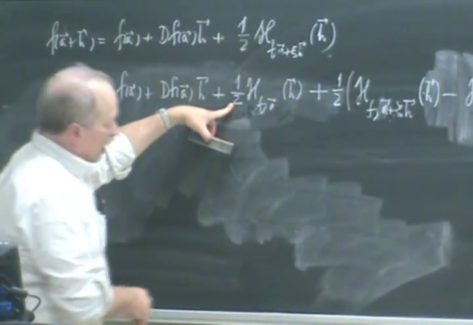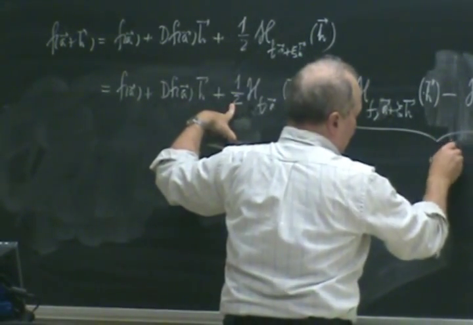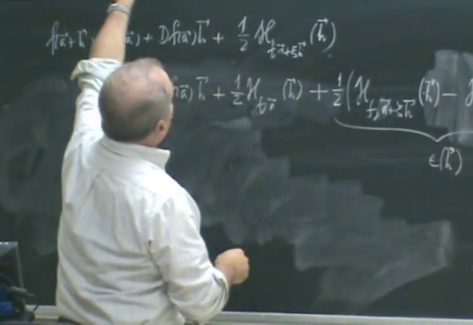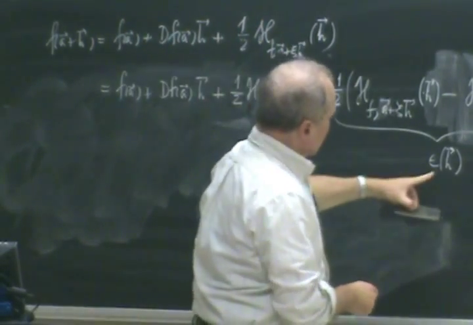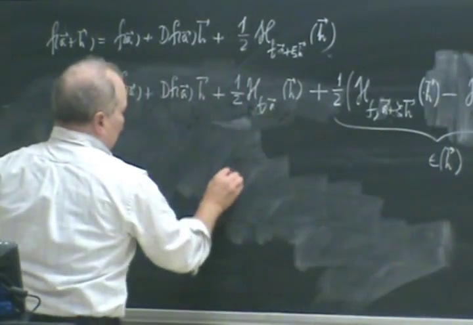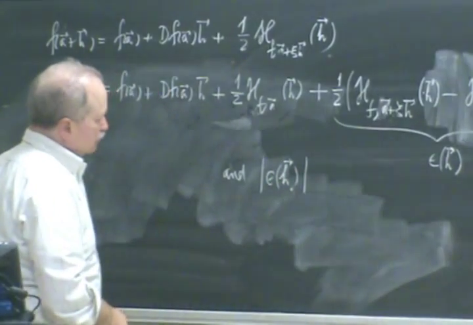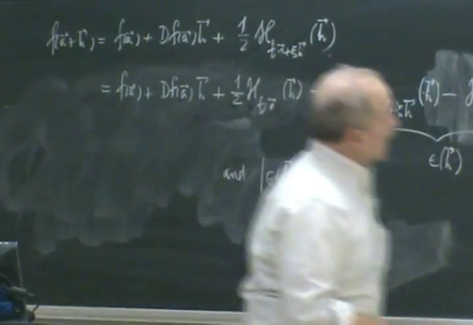Well, but now this is my epsilon of h. Right? I said it's equal to blah, blah, blah, plus error. Well, this is the error. And it has to be less. And now what do I know about the size of the error? It's less than. Well, it's less than a half.